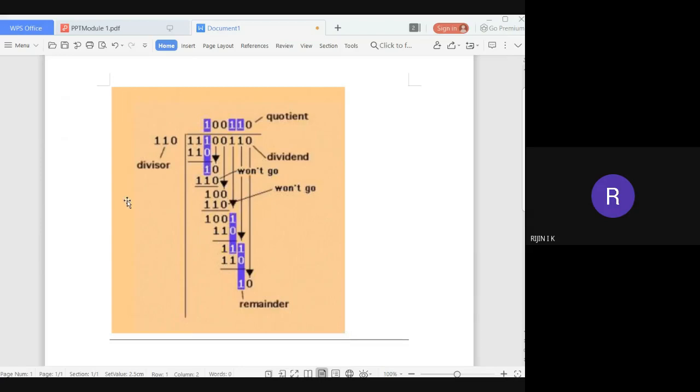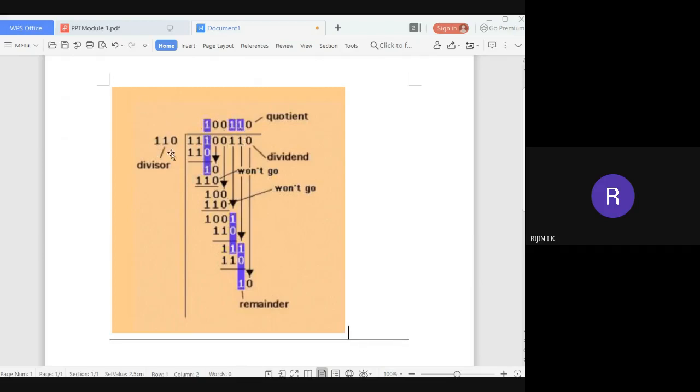The input of this division operation is divisor and dividend. Right? So dividend and divisor, two inputs. Then after performing this division operation, we will get the quotient and the remainder. So how will you perform these division operations? First we will place the dividend here and we will place the divisor.